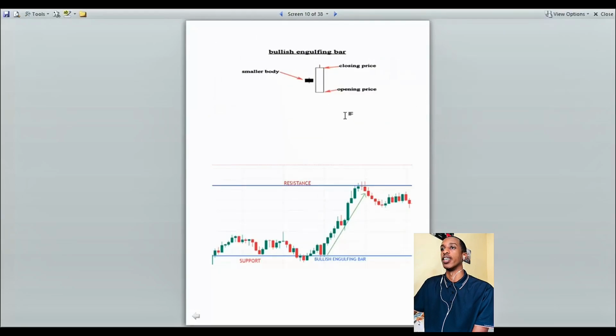So let's talk about the bullish engulfing bar here. This is the image of the bullish engulfing bar, and this is an example of a chart where we see a bullish engulfing bar here on the support, and it is the result of an uptrend. This is the clear indicator or the signal, as you can call it.